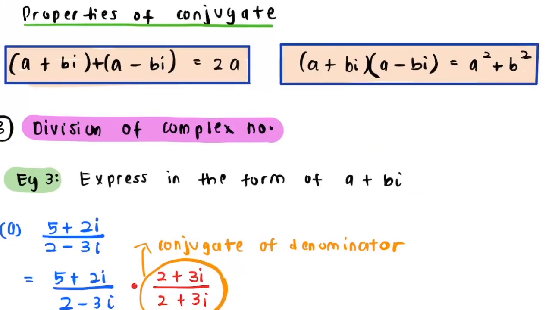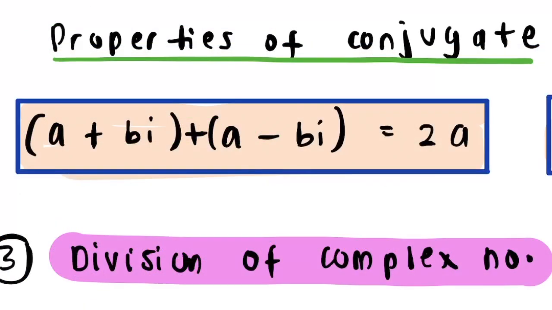Now let's see the properties of conjugate. What happens when you have a plus bi plus a minus bi? Let's just open up a plus bi plus a minus bi. Okay, bi minus bi is 0. So you're left with a plus a, which is 2a.